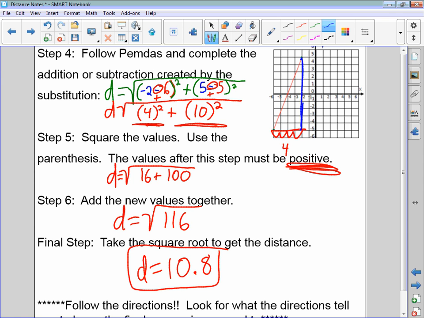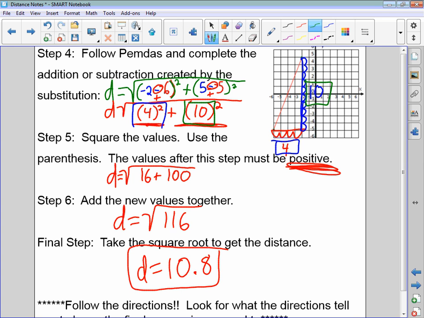I made my vertical and horizontal lines. 1, 2, 3, 4, 5, 6, 7, 8, 9, 10. Those numbers will be the same as this step here. If you notice, I have a 4, and I got a 4. I had a 10, and I have a 10.